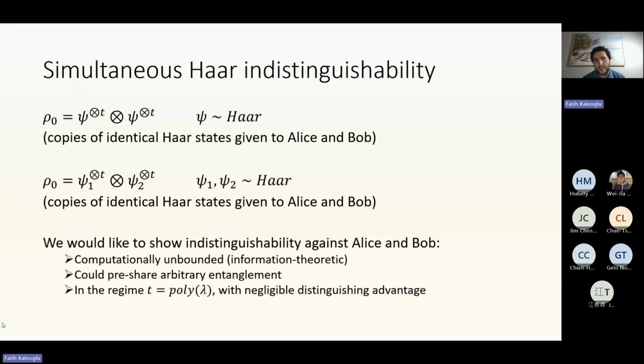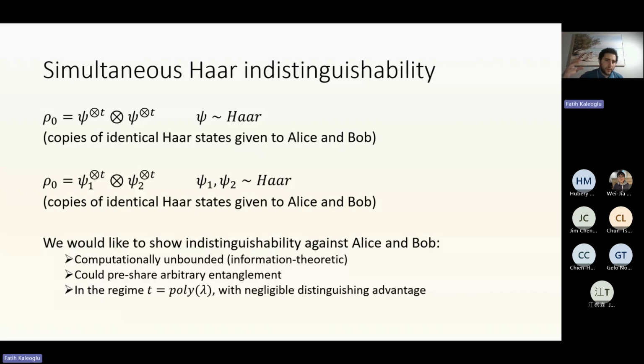And perhaps a very natural example of that, which we do solve in our work, is Haar random states. Sorry, there's a typo again. The second one should be row 1. The first distribution we consider is identical Haar random states, where Alice receives T copies of this Haar random state, and Bob also receives T copies. The second distribution is when Alice receives T copies of a Haar random state, and Bob receives T copies of an independent, different Haar random state. So now if you look at the local quantum states, it's identically distributed because it's just T copies of a Haar random state.